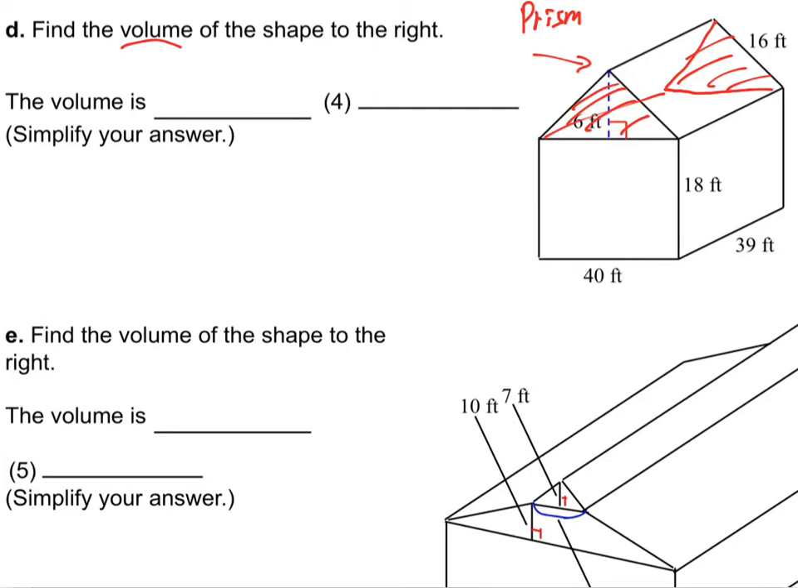Remember how you figure the volume of a prism? Any three-dimensional object that has 2 of the same shapes is called a prism. It's the area of the base times the height, area of the base of the prism.